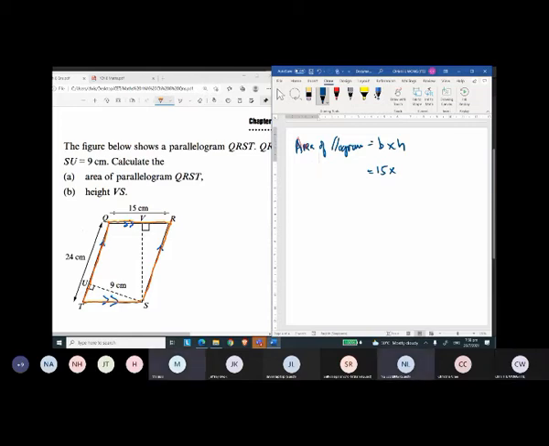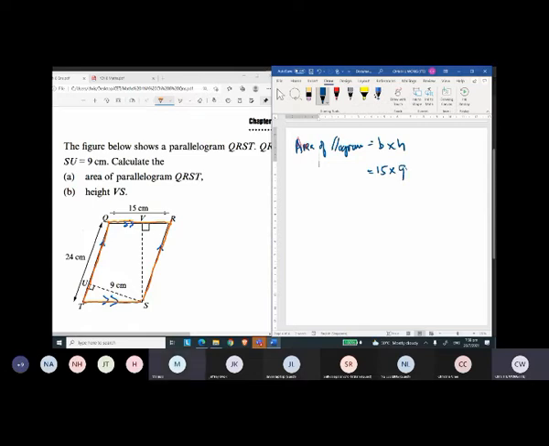No. Height is in the middle, at 90 degrees. What is the height? 24? No, 24 is not. It's the one that is 90 degrees. We don't know the height yet. What we know is 9 cm. So how to do? Okay, the height is 9 cm. So 15 and 9.